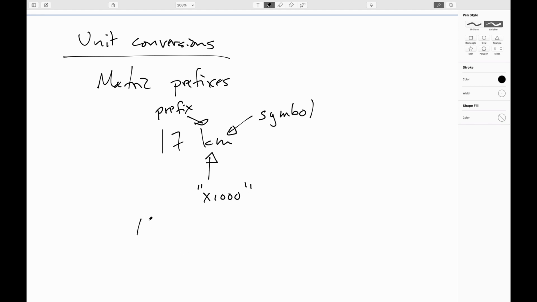So for instance, if you have 17 kilometers, you would write that as 17. Then when you see the K, that's the same thing as times 1,000 meters, to give you 17,000 meters.